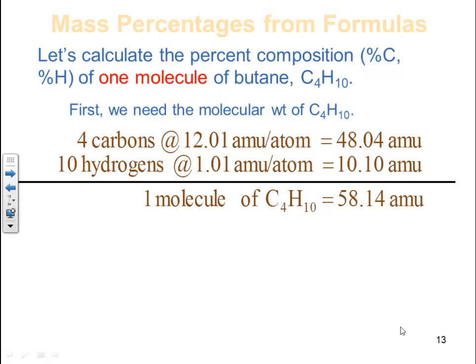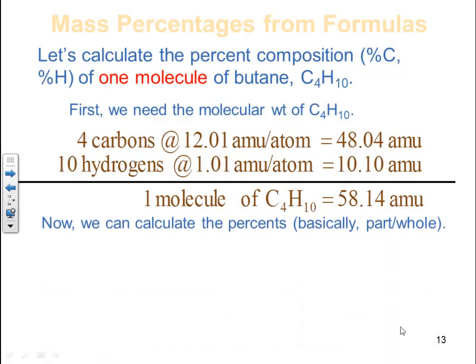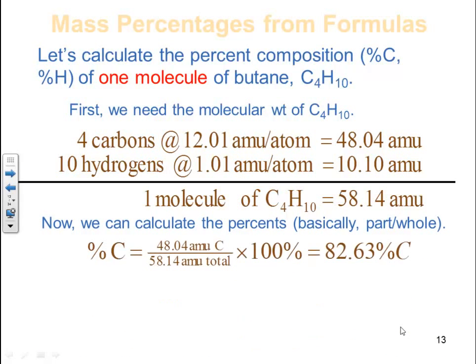That's for one molecule. Now, if I want to figure out the percent carbon and hydrogen, I just take the amount of carbon I have and divide that by the total mass, and I do the same thing for hydrogen. So now, the percent carbon would be my 48.04 AMUs of carbon. That's what's contributing to the total. Divided by the total, 58.14, times 100%, gives me 82.63% carbon.